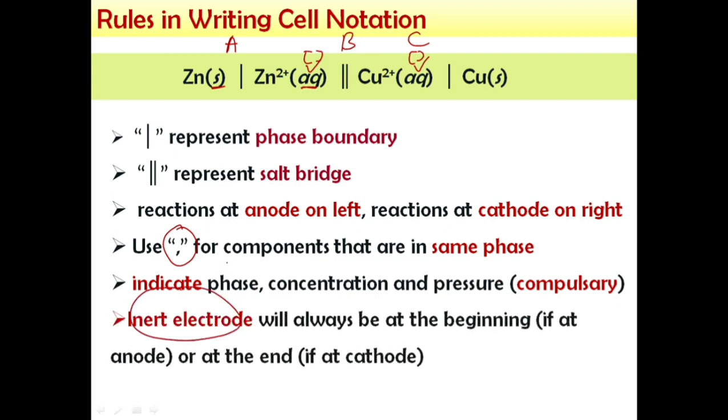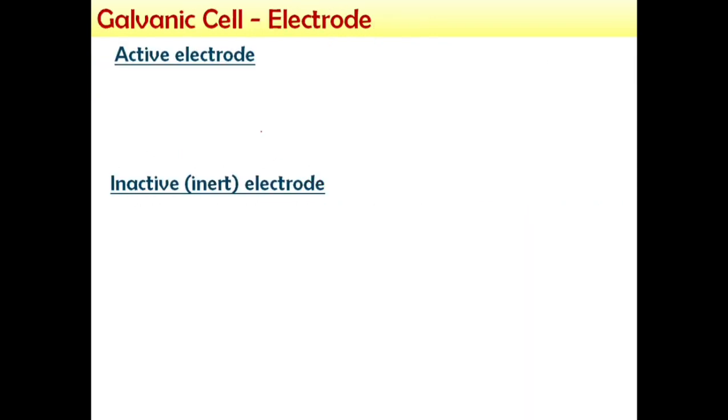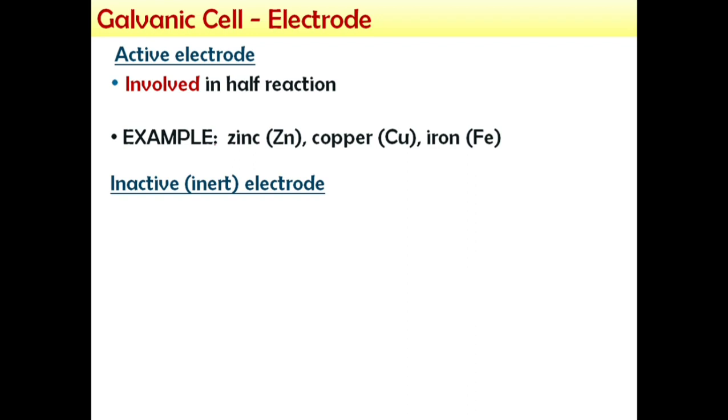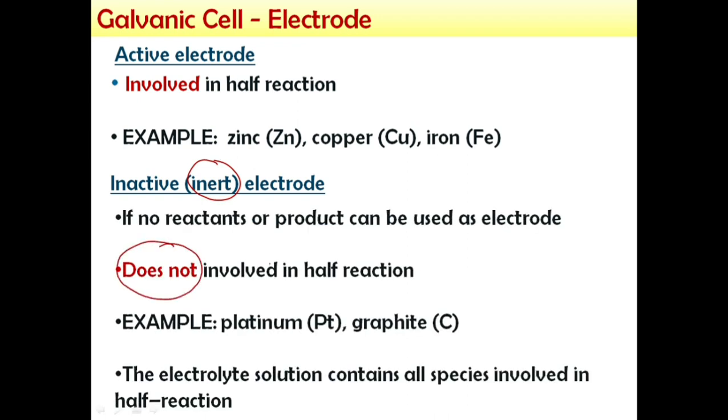Nanti kita tengok. So, will always be at the beginning kalau kita tambah dekat anode. Will always at the end kalau kita letak dekat cathode. Okay. So, kita tengok dulu what is inert electrode. So, in galvanic cell, there are two types of electrode. Active electrode, inert electrode. Active electrode yang kita dah go through dalam part 1 dengan part 2. Okay, electrode yang take part in the half reaction. Okay, so contoh zinc dengan copper tadi, berlaku reduction, berlaku oxidation. So, that's active electrode. So, untuk inert, so bila nampak inert, bermaksud dia takkan terlibat dalam half cell reaction.